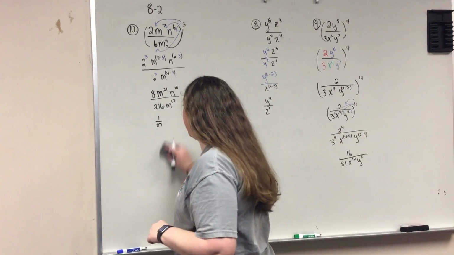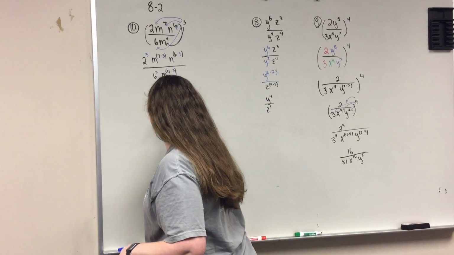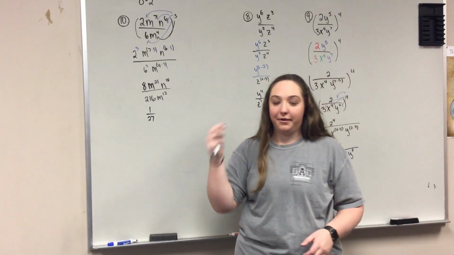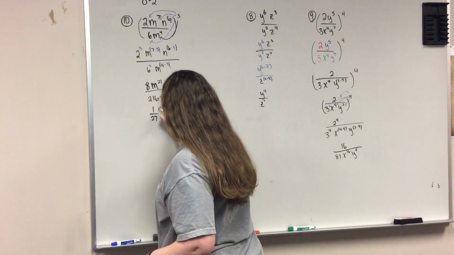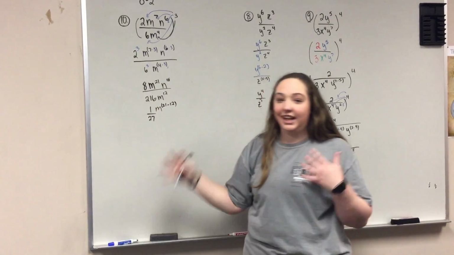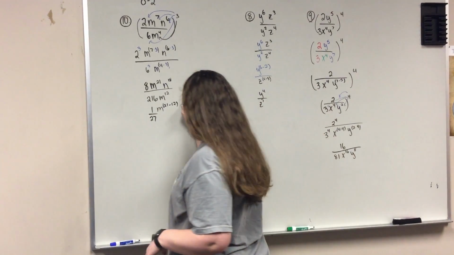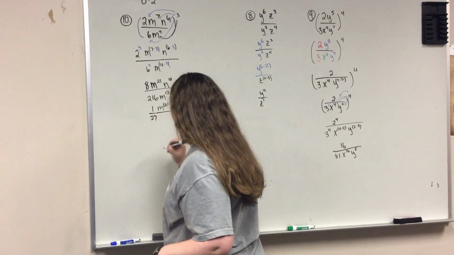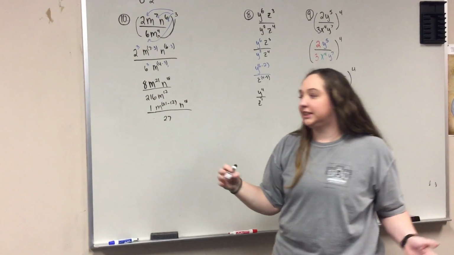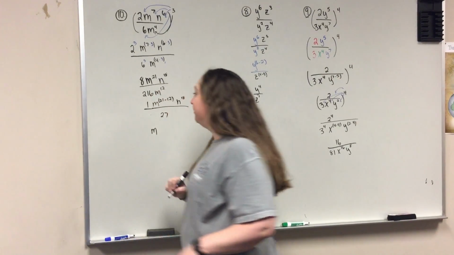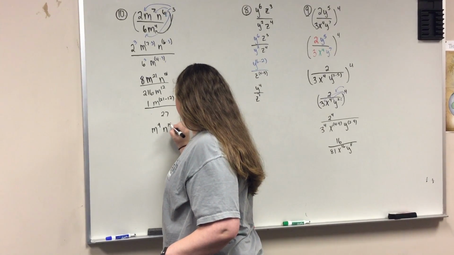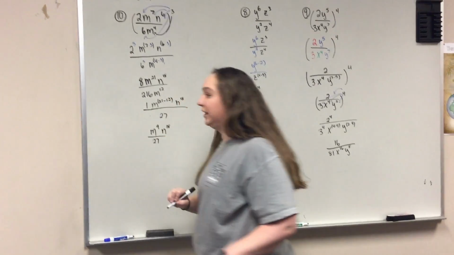So now I need to take care of my m's. So m raised to the 21st power divided by m raised to the 12th power. So I know that's going to go on top. 21 minus 12. And then we don't have an n on the bottom, so we can leave n to the 18th on top. Anything times 1 is just itself, so I can drop that 1. And I can have m, 21 minus 12 is 9. And then n to the 18th, and that's going to be over 27.